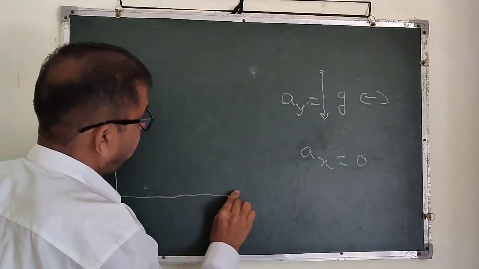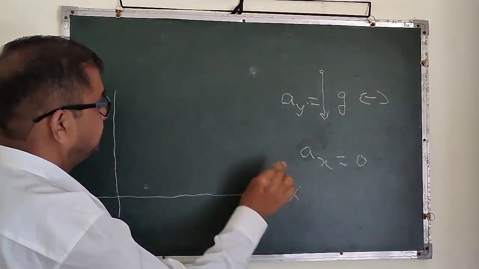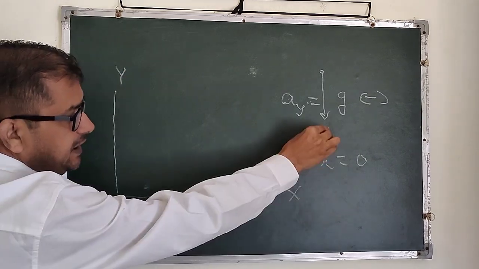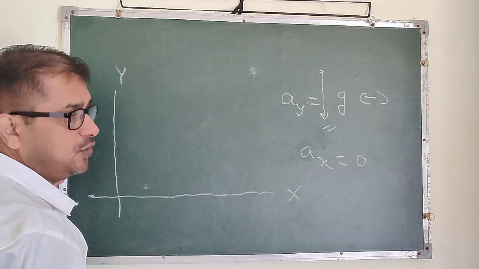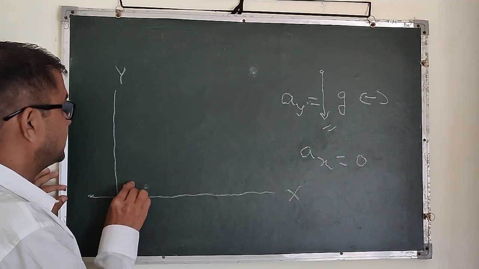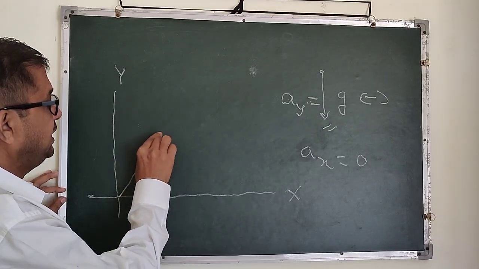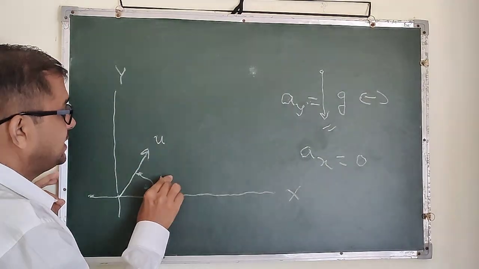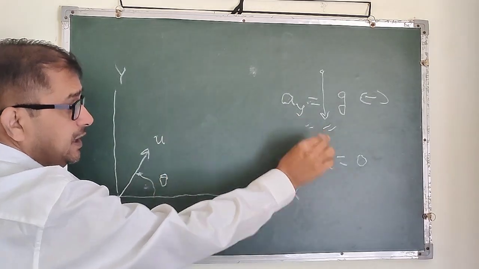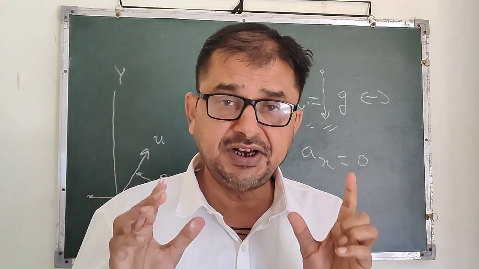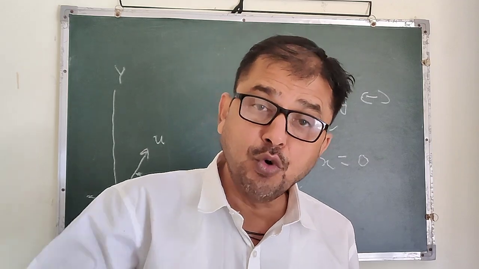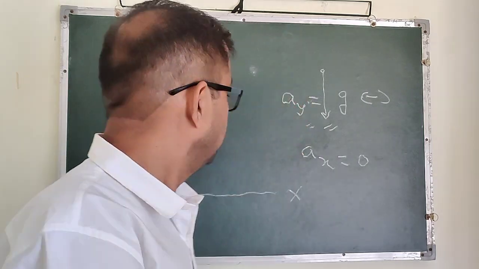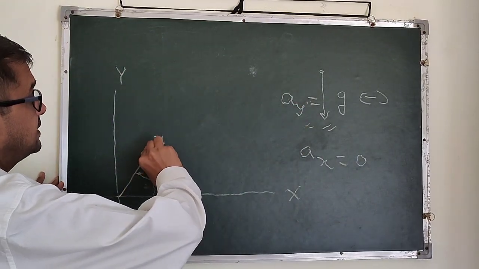We are considering an xy plane. X is the horizontal direction and y is the vertical direction, and in the vertical direction acceleration is constant and acting downward. A body is projected like this. Suppose the body is projected with velocity u at an angle theta with the horizon, and as we know, acceleration is acting downward. The main property of acceleration is that it always tries to mold the velocity towards the acceleration direction. Means the body will start turning like this.